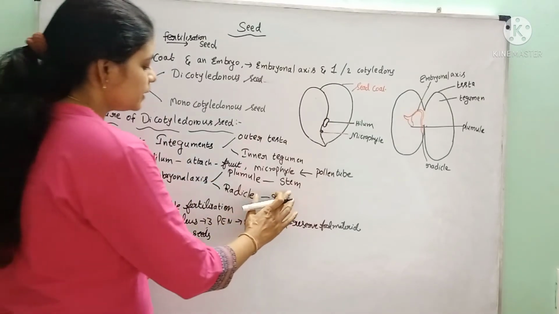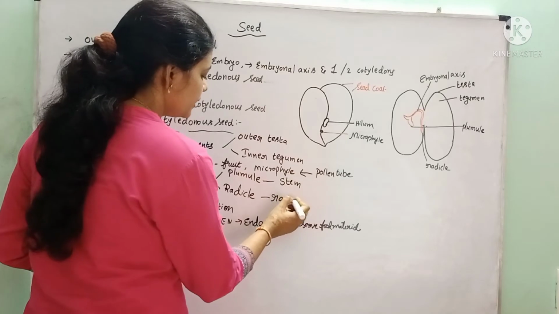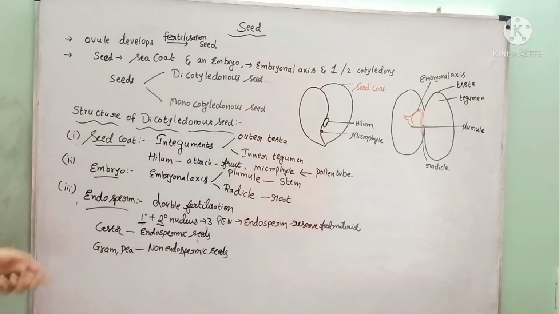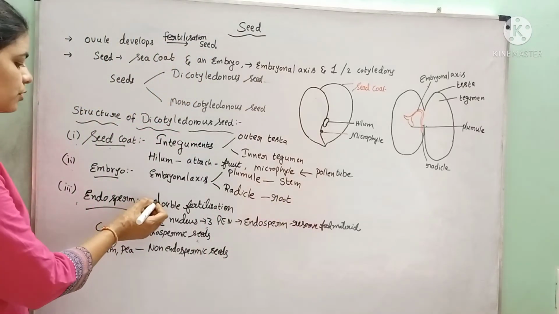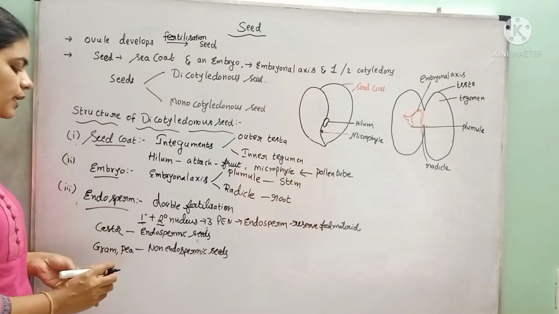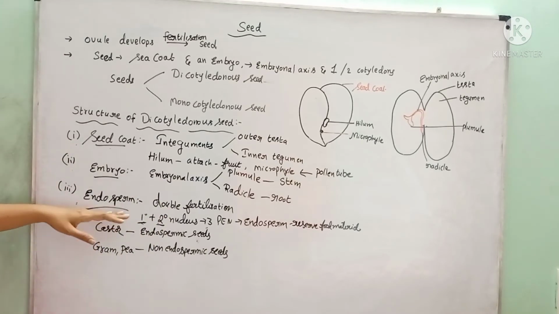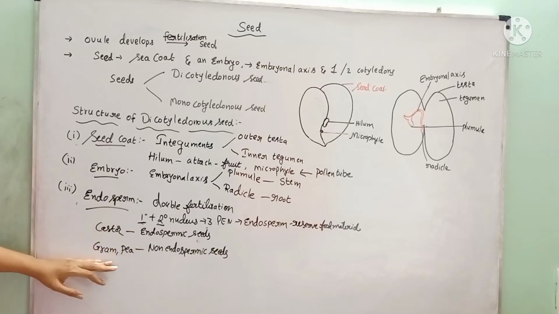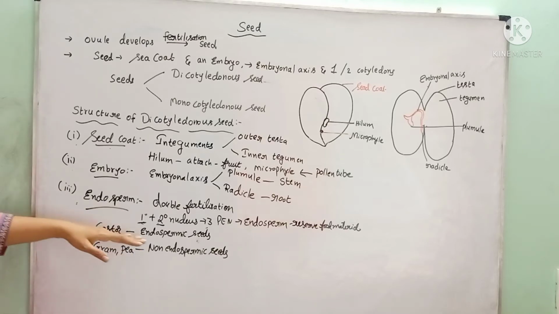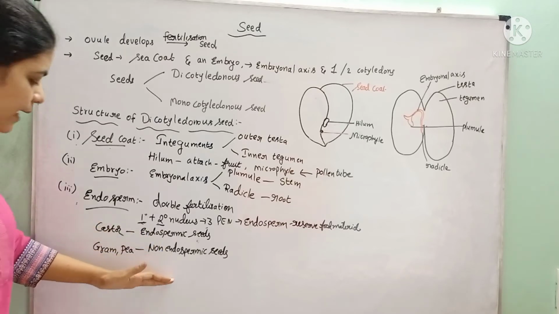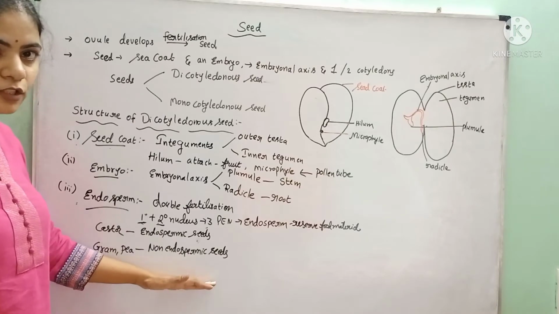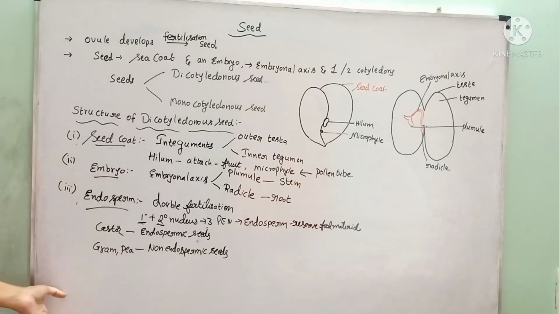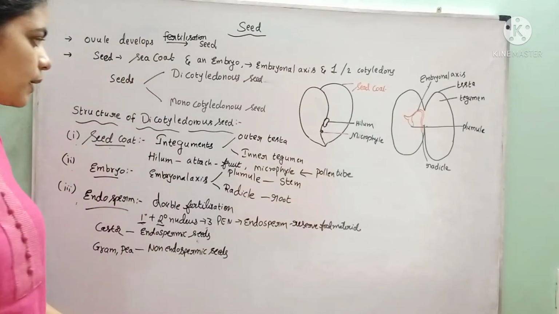This plumule later develops into the stem and the radicle develops into the root. The endosperm develops as a result of double fertilization. This endosperm stores the food material. Seeds which have this endosperm are called endospermic seeds. An example is the castor. And the seeds which do not have this endosperm are called non-endospermic seeds. Examples are gram, pea, etc. Next we will see about the monocotyledonous seed.